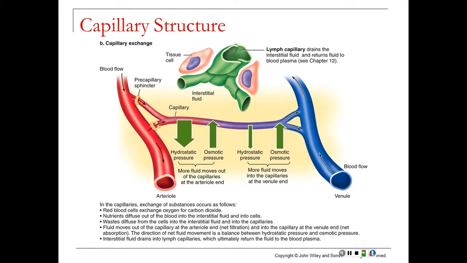Red blood cells at this level are going to exchange oxygen and carbon dioxide. Nutrients are going to diffuse out of the blood and into the interstitial fluid. Wastes are going to diffuse from the cells into the interstitial fluid and into the capillaries. Fluid is going to move out of the capillary at the arterial end, as I mentioned, and the direction of net movement is a balance between that hydrostatic and osmotic pressures.